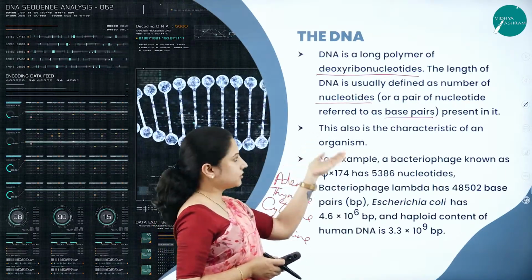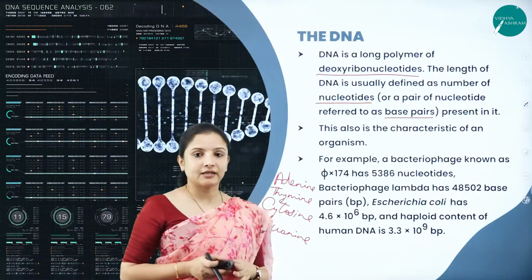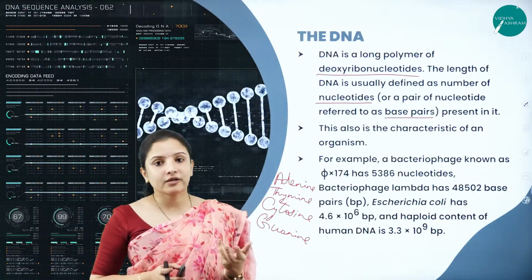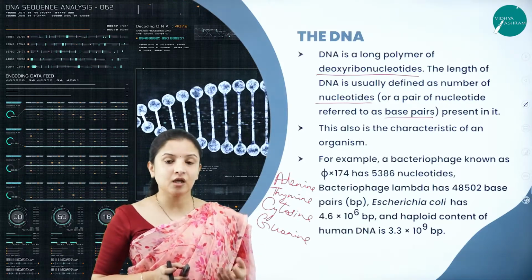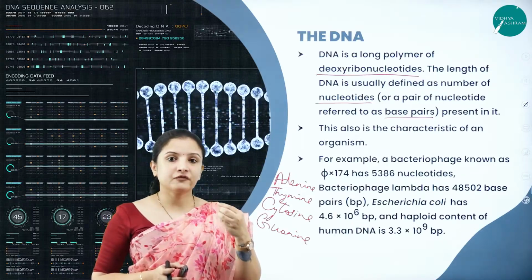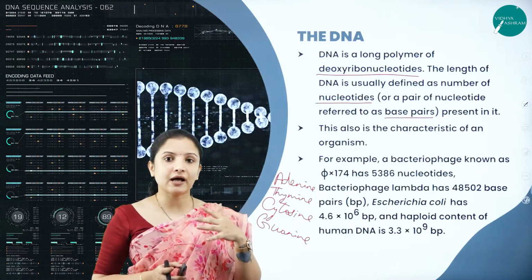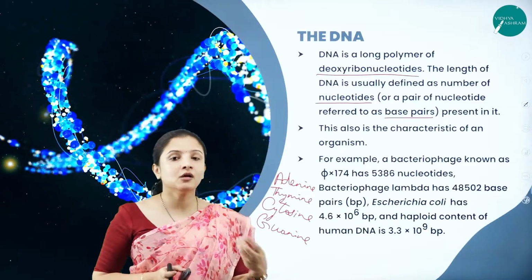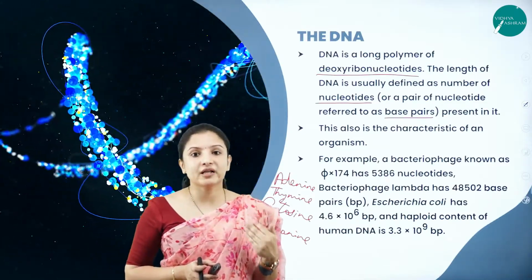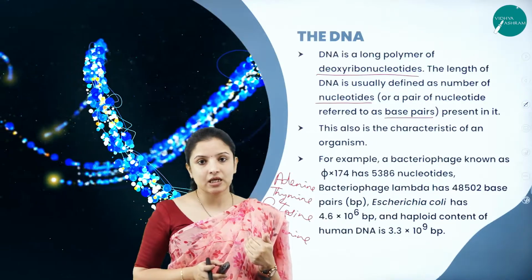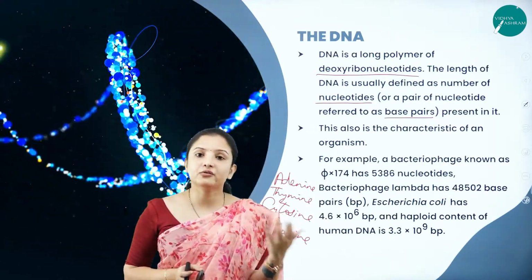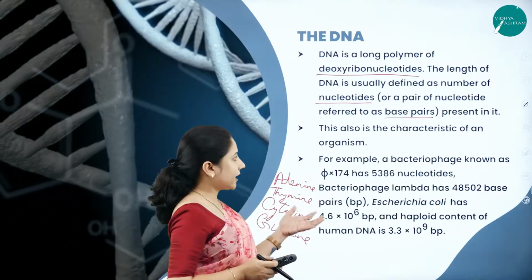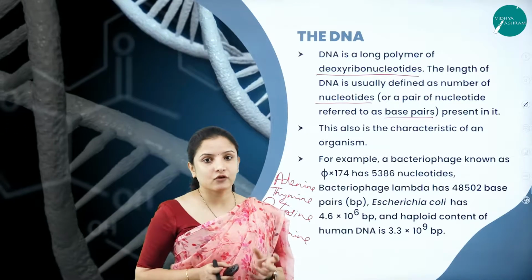Therefore, this is also a characteristic of an organism, that is, how much length of DNA is present in an organism, because all organisms do not have the same length of DNA. You might wonder that Drosophila is very tiny, but the length of the DNA in Drosophila is larger when compared to some other larger organisms. Humans look very tall, but the length of our DNA is not that long when compared to the DNA of a plant, Arabidopsis thaliana. So the length of the DNA is characteristic of an organism.